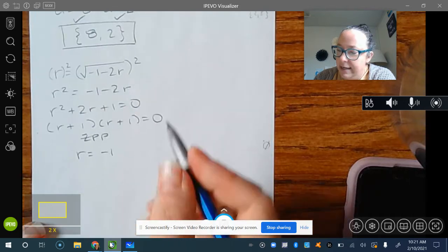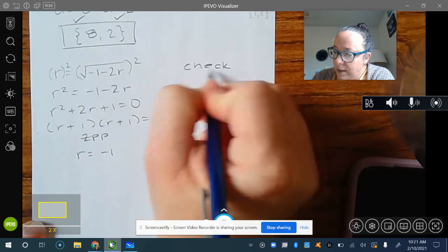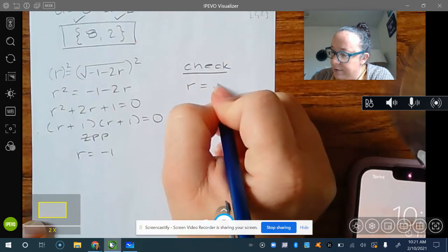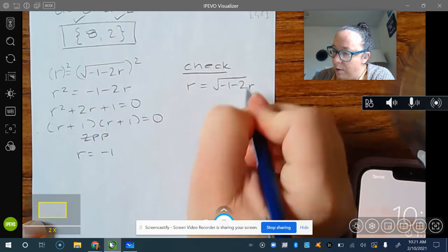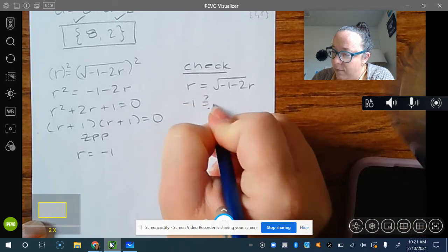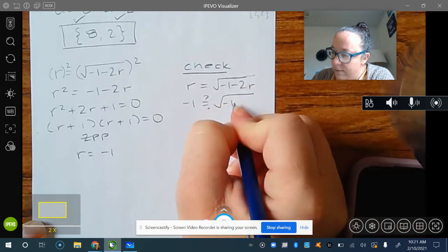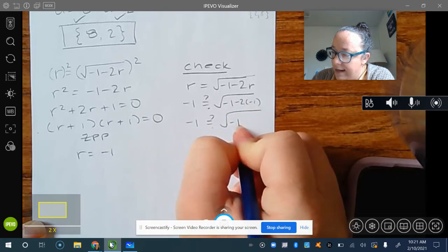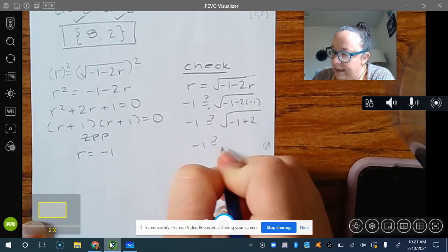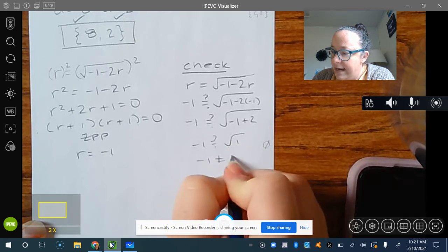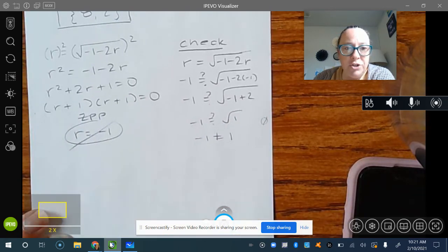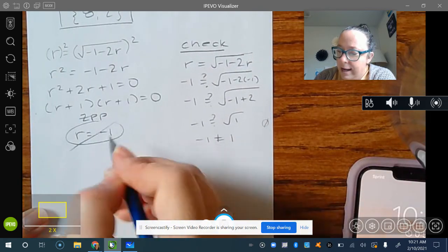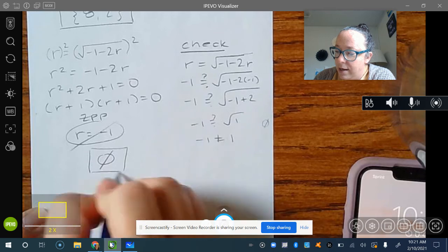Now let's check it in the original. So your original is r equals the square root of negative 1 minus 2r. We're plugging negative 1 in. Does that equal, let's see, negative 1 minus 2 times negative 1? Negative 1, does that equal negative 1 plus 2? Negative 1, does that equal the square root of 1? Negative 1 does not equal 1. This does not work. There's not another option, y'all. So since negative 1 does not work, the solution is no solution.